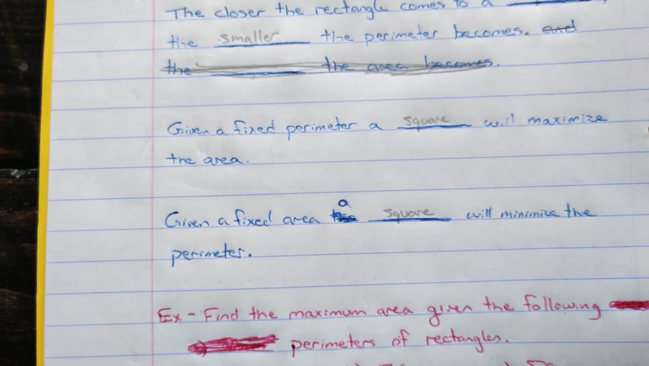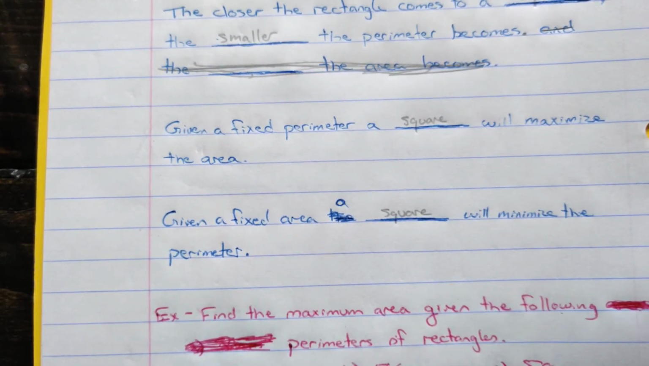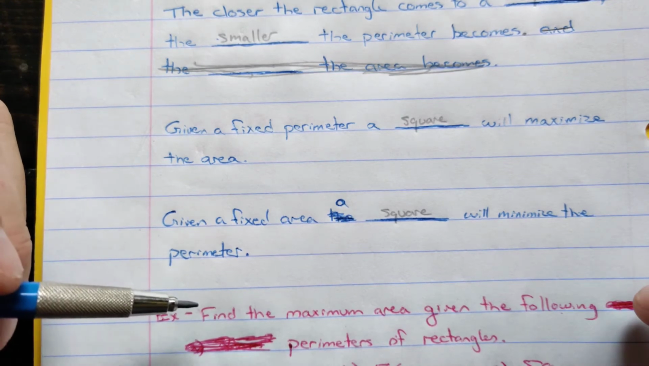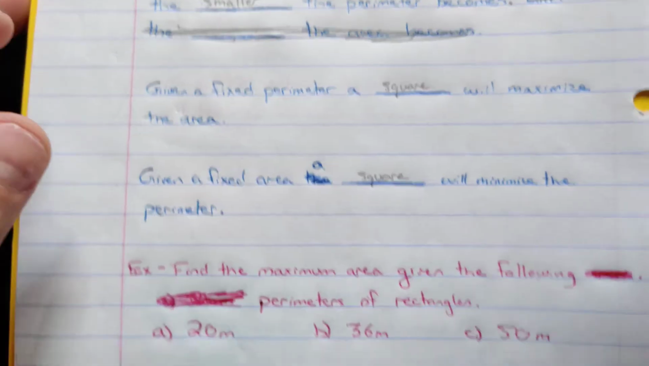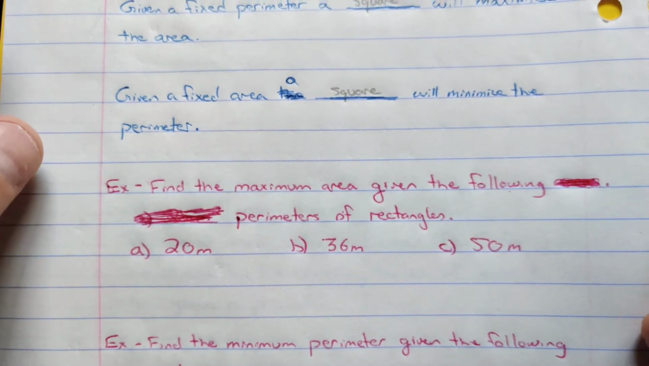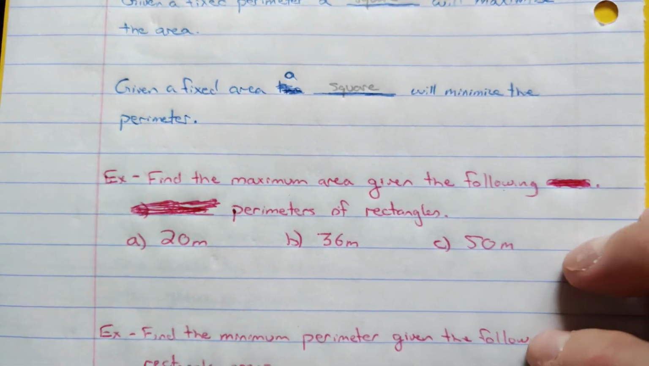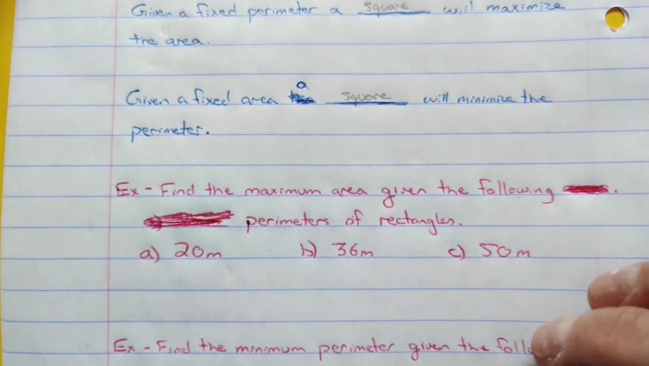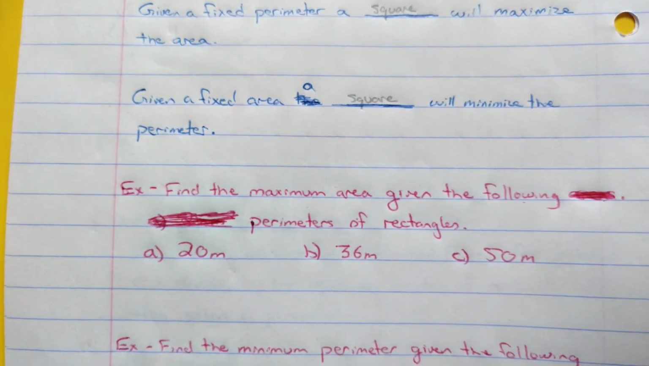So what does that all mean? Well, find the maximum area given the following perimeters of rectangles. So here's some perimeters: 20, 36, and 50. Say you're trying to enclose an area. You've got 20 meters of rope or something. Maybe you're making a parking area for a concert outside in a field, and you've got 20 meters of rope, 36 meters of rope, 50 meters of rope. What's the biggest area that you can make? What's the biggest space you can make with that rope?